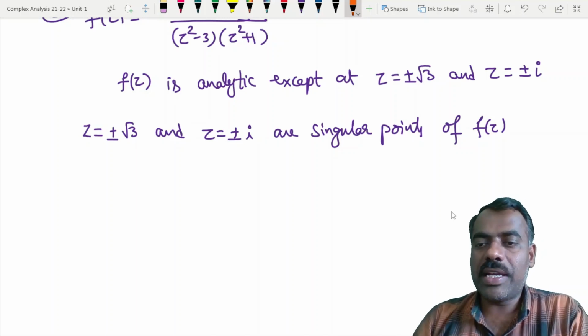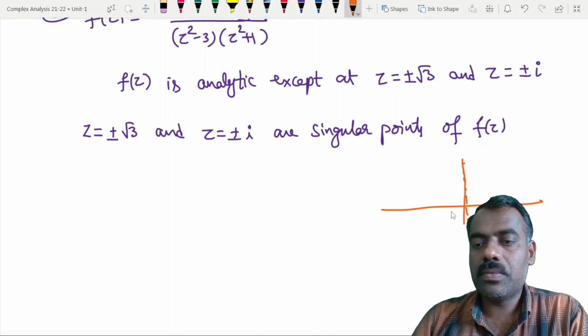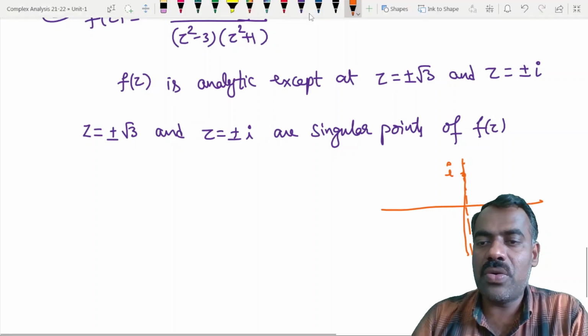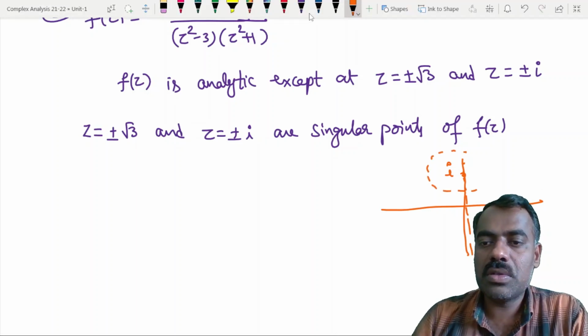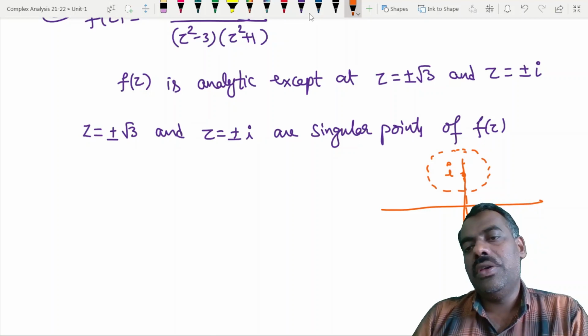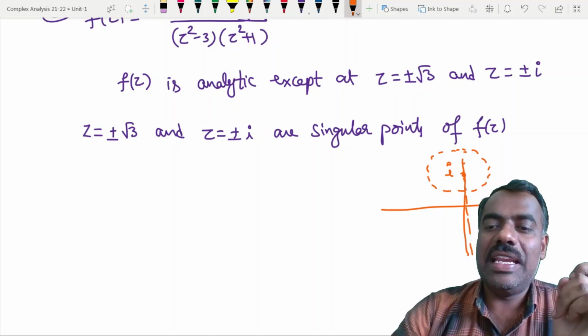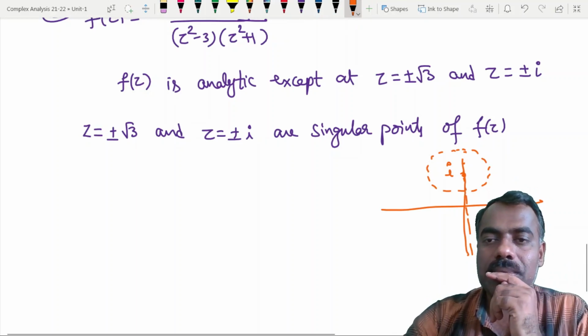So suppose you take, except at these points, suppose I take i here, then you can take any neighborhood of this. Whatever neighborhood you take around i, you will have at least one point where f is analytic. Is this clear? Yes or no?